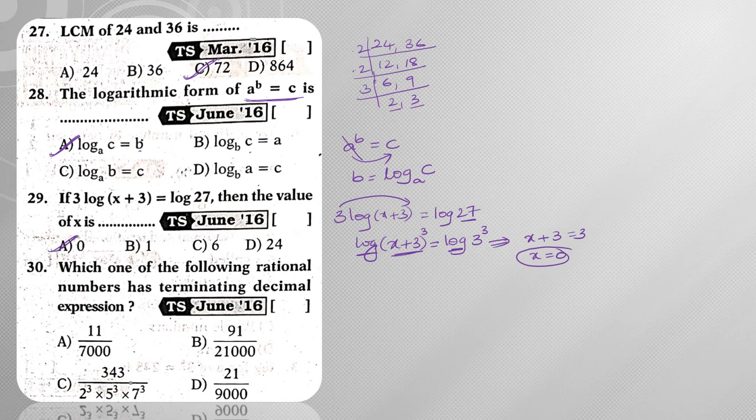Next, which among the following numbers has a terminating expression? If you observe this carefully, we are going with the options. First, option A, so already we know about TD. Terminating decimal means the denominator should be of the form 2 power n into 5 power m. One more thing we need to recall is that after cancellation, there should not be any common factors in the numerator and denominator, right?